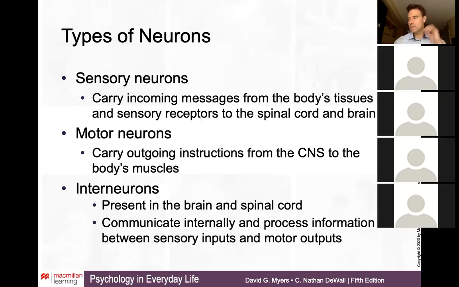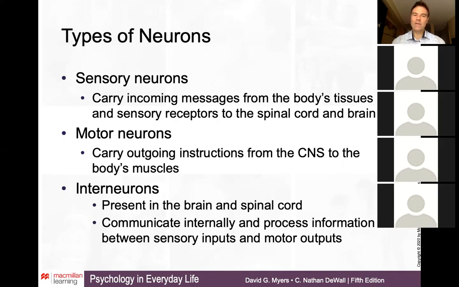So sensory neurons carry information or messages from the body's tissues and sensory receptors to the spinal cord, and then the brain. So if you touch something, or if you see something, or if you smell something, then that is communicated through sensory neurons, or the somatic part of the nervous system.